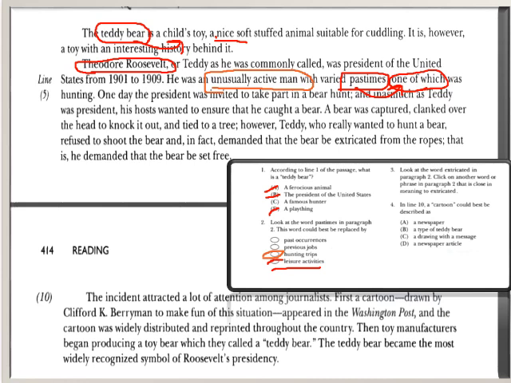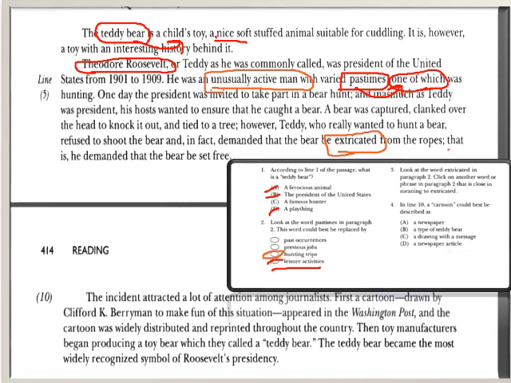Now let's go to question number 3. Look at the word extricated in paragraph 2. It can be replaced by what? What's the meaning of extricated? Let's go to the line. "Teddy, who really wanted to hunt a bear, refused to shoot the bear and in fact demanded that the bear be extricated from the ropes."